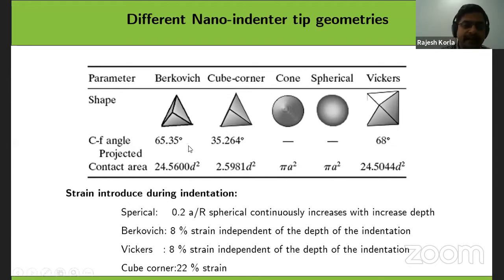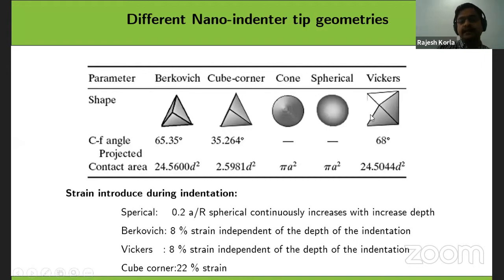These are the different kinds of tips that you use for the nanoindentation machine. One is the Berkovich tip, which is very widely used, and this is the cube corner tip. The cube corner tip is basically a corner of a cube you can consider. So this is 90 degrees. These are angles of 65 degrees. Another widely used tip is the Vickers tip. On top there is a spherical tip and a conical tip. This is how the impression of the tip looks after indentation.